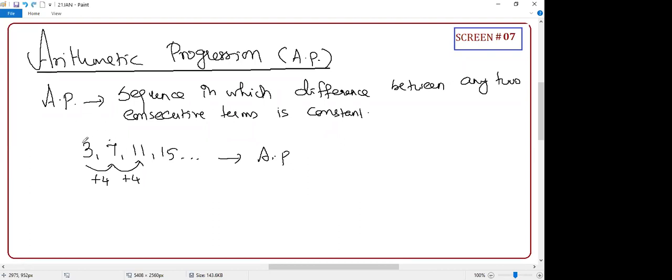Correct or not? The difference between any two consecutive terms. Guys, what is an AP? Every term is obtained by adding a constant value to the preceding term. You can say it like that also, but I feel this is better: the difference between any two consecutive terms is constant. Before that, you have to say it's a sequence first, which means it should have some condition. Clear or not? Any doubt on this definition of arithmetic progression?